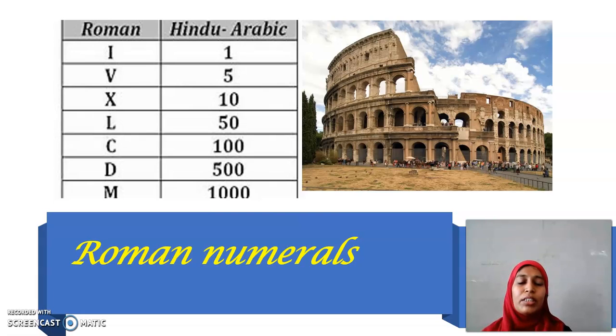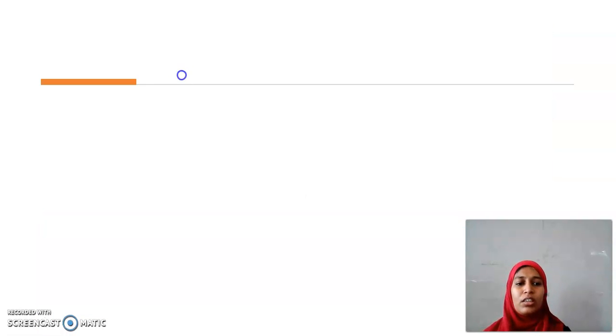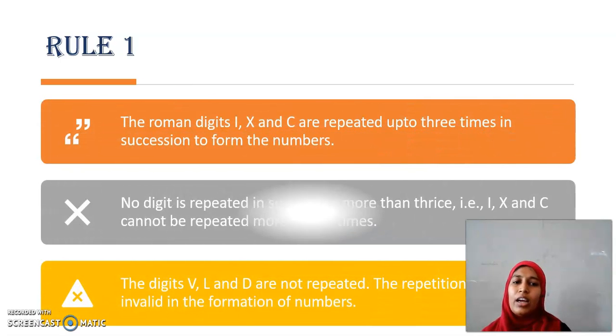Using these symbols alone, they will write all the numbers. Imagine how it's possible. Let's see how to write numbers using these symbols. There are certain rules to be followed to use these symbols. To begin with, rule 1 has 3 points.